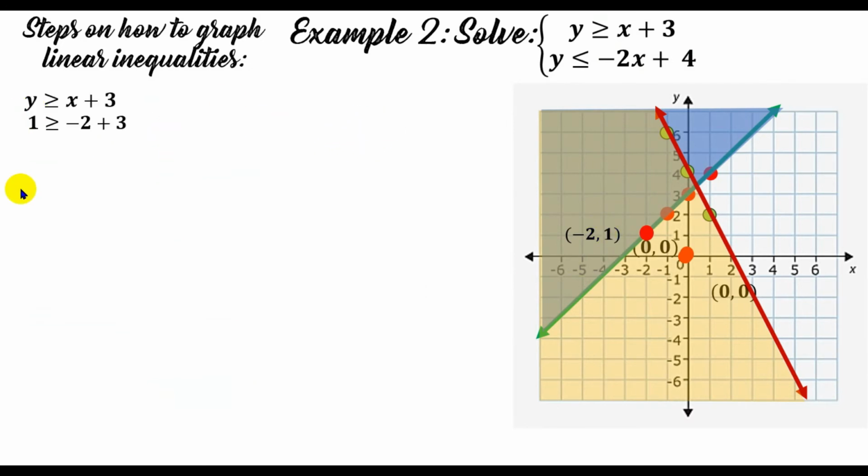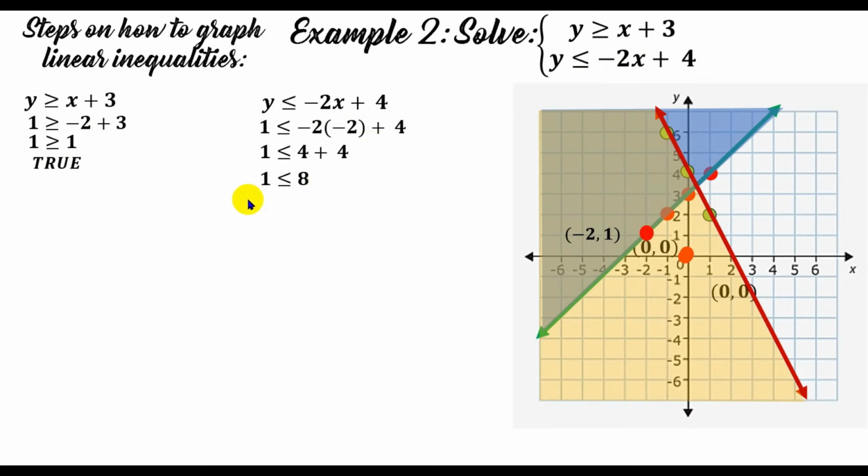So, y is positive 1 and x is negative 2. So, substitute natin. Then, we're going to have negative 2 plus 3 and the answer is positive 1. And we all know 1 is equals to 1 and since ang ating inequality symbol ay may or equal to, so this is true. For the second linear inequality, y is less than or equal to negative 2x plus 4. Substitute ulit natin. Y is positive 1. X is negative 2. So, negative 2 times negative 2 is positive 4. 4 plus 4 is 8. And 1 is less than or equal to 8 is also true.